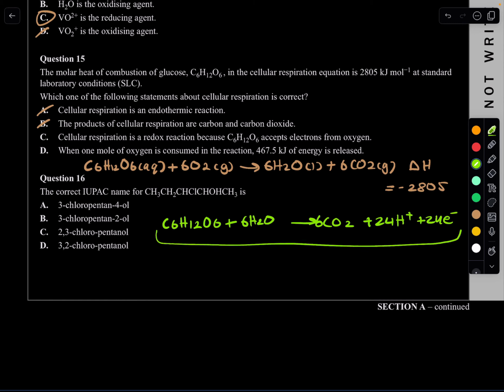Have a look at this. This tells me what? Electrons are on the right side, hence it oxidizes. So it loses electrons. It doesn't accept electrons from the oxygen. It's the other way around.